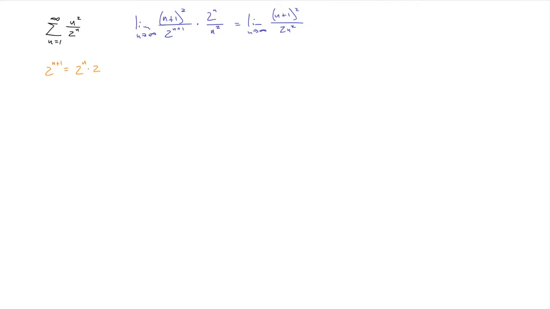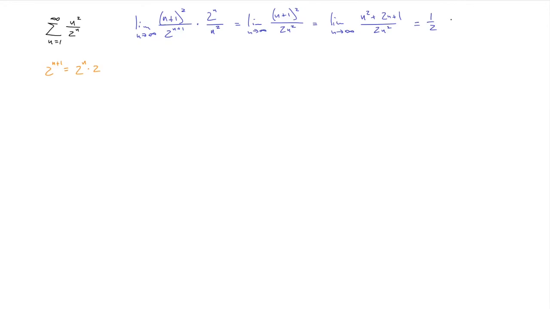In particular, 2 to the n over 2 to the n plus 1 is 2 to the n over 2 to the n times 2, and the 2 to the n's cancel, and you get what's left over here. And after you expand the numerator, this is the limit as n goes to infinity of n squared plus 2n plus 1 over 2n squared. I don't care how you take this limit so long as you come up with the right answer. You can use algebra and the limit laws. You can use L'Hopital's rule. One way or another, this limit is equal to 1/2.